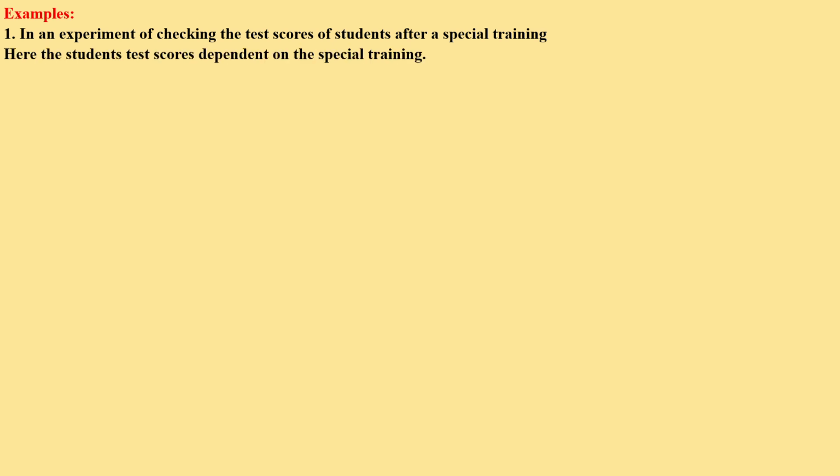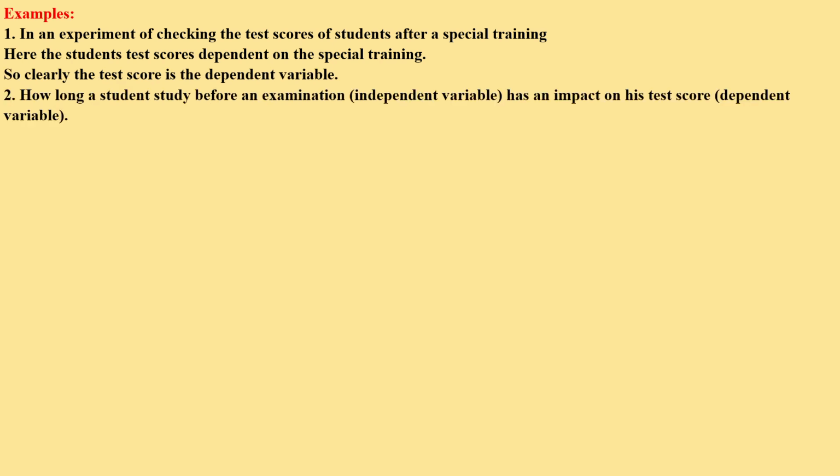The dependent variable is the output. For example, in an experiment checking the test scores of students based on their time spent in training, the students' test score depends on the special training. So clearly the test score is the dependent variable. How long a student studies before the examination, the independent variable, has an impact on the test score, the dependent variable.